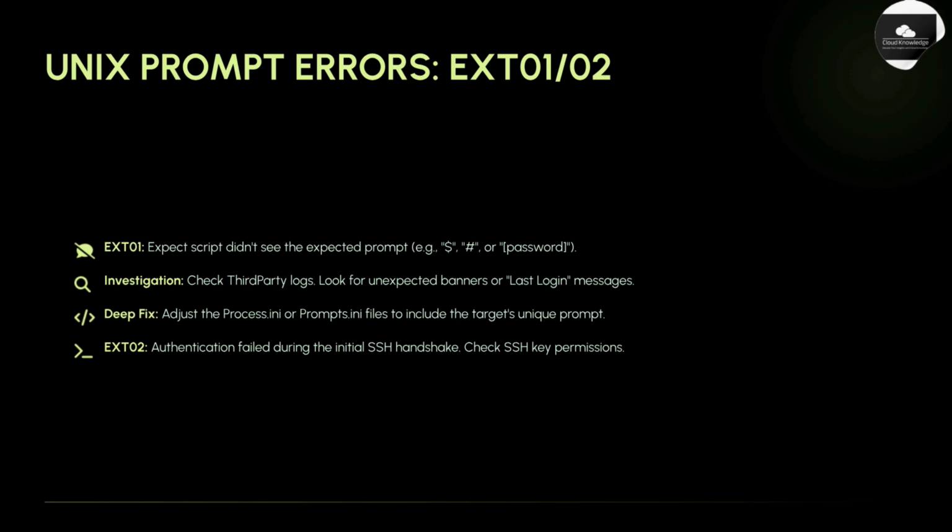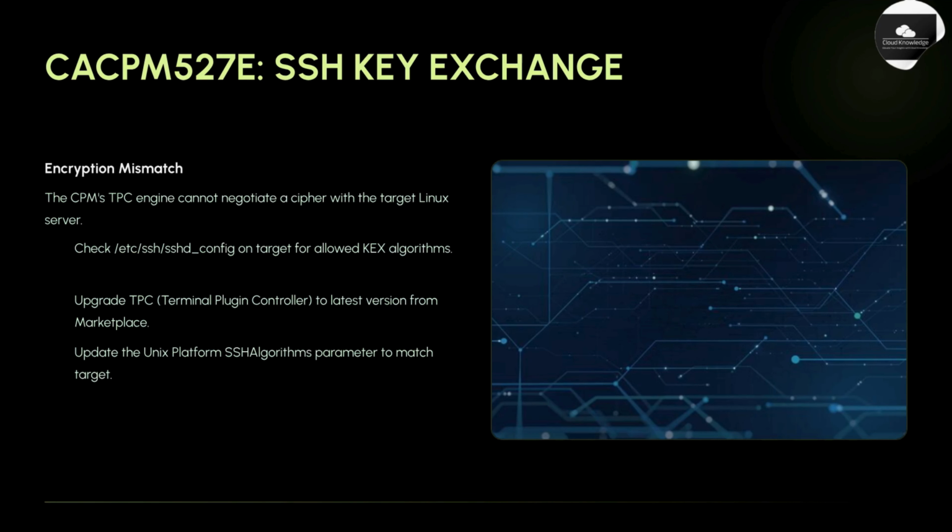Unix prompt errors like ext01 mean the expected prompt wasn't seen. Check third-party logs for unexpected banners. Adjust process.ini or prompts.ini to match the target's unique prompt. ext02 is an authentication failure during the SSH handshake.